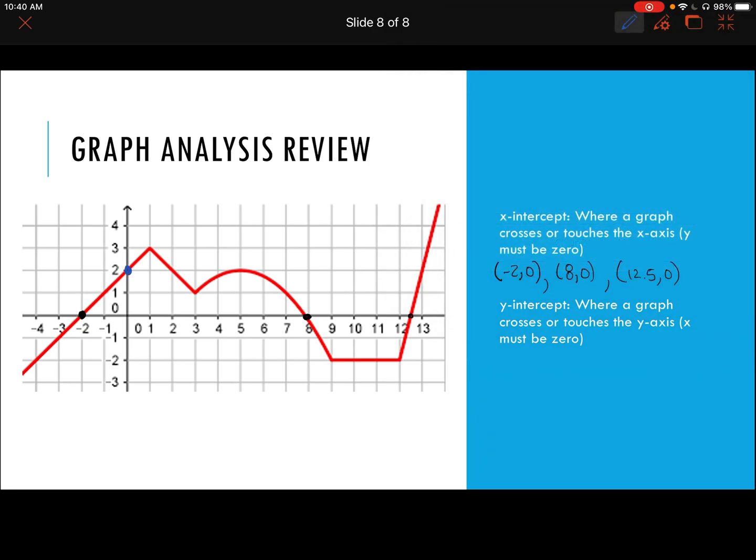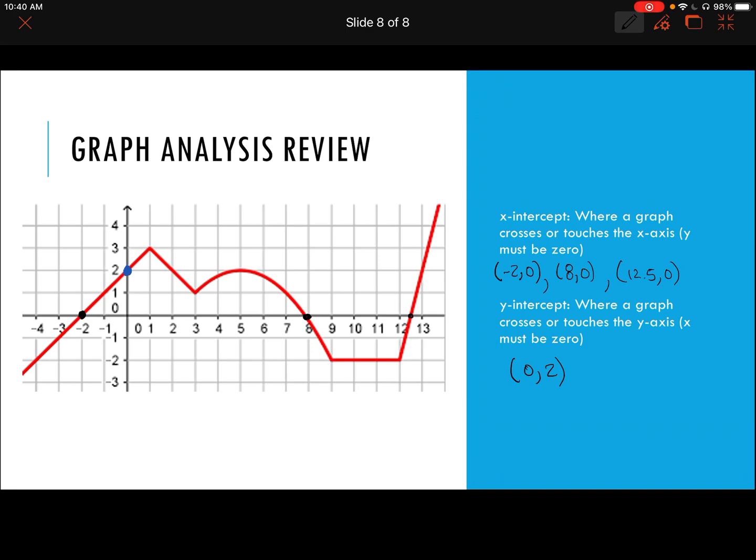We only have one. You only have one y-intercept for any function. In this case, that's going to be 0, 2. So don't write in blue on blue. We'll do that one in black as well. So we have 0, 2 as our y-intercept.